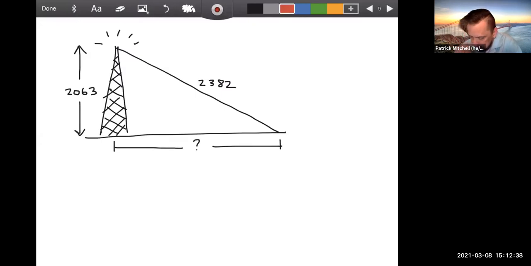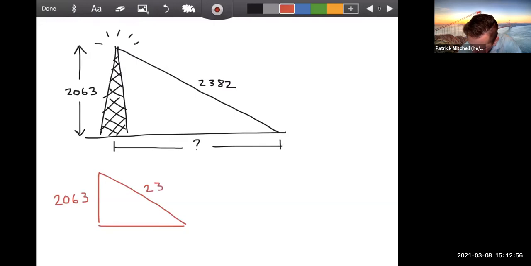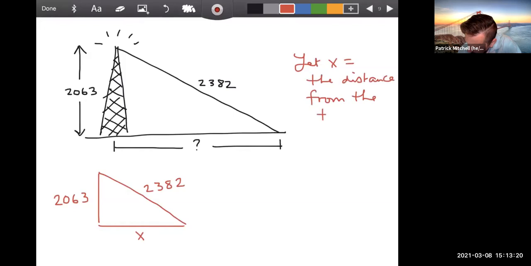First thing I want to do is make a simpler picture out of this. So why don't we just do this? Okay, so we're 2,063 over here, we're 2,382 over there. And then the bottom, why don't we call that X? Okay, so if you're doing Mitchell's commandments, you'd say let X equal the distance from the tower the wire is attached. I really think that's a good habit to get into.